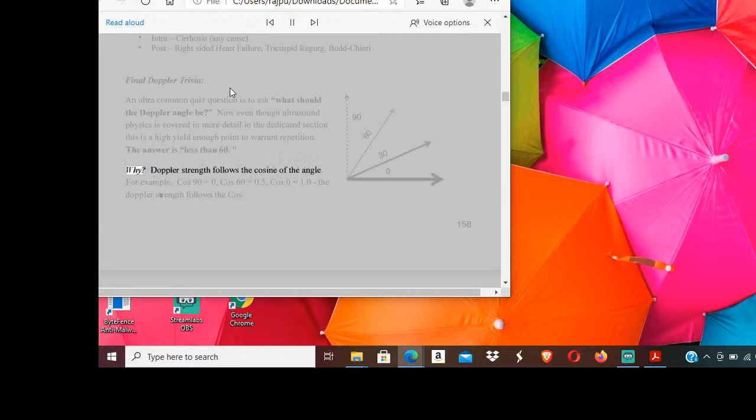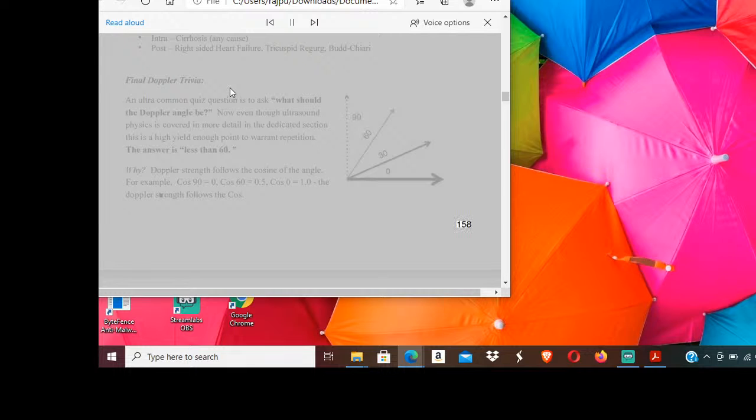Why? Doppler strength follows the cosine of the angle. For example, cos 90 is equal to 0, cos 60 is equal to 0.5, cos 0 is equal to 1.0. The Doppler strength follows the cos.